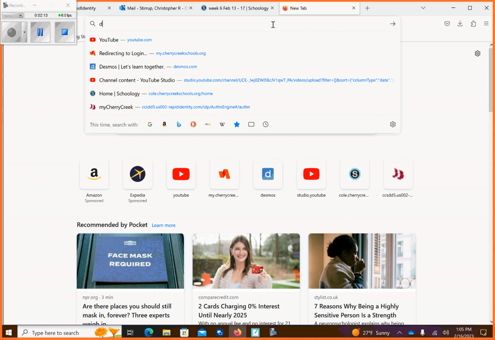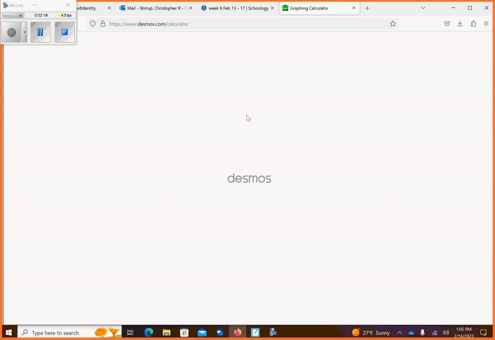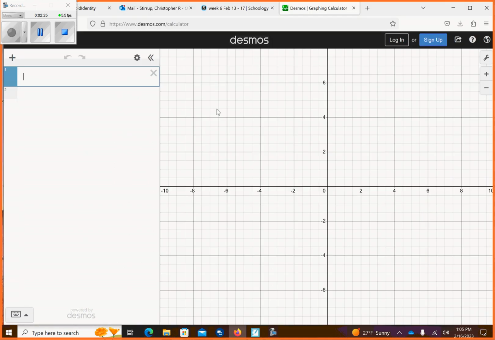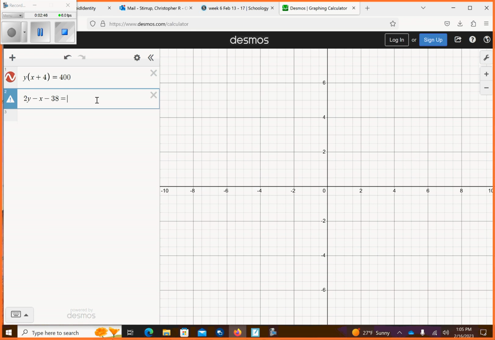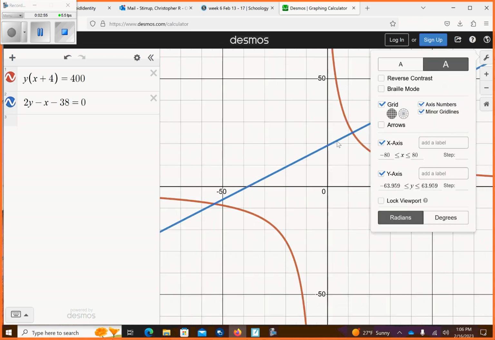Desmos. Graphing calculator. All right, first equation, y times x plus 4 equals 400. And then we have 2y minus x minus 38 equals 0. All right. I'm not seeing graphs. Oh, I see some graphs. There we go. All right.